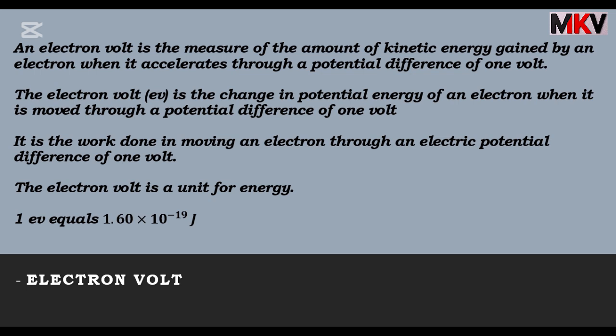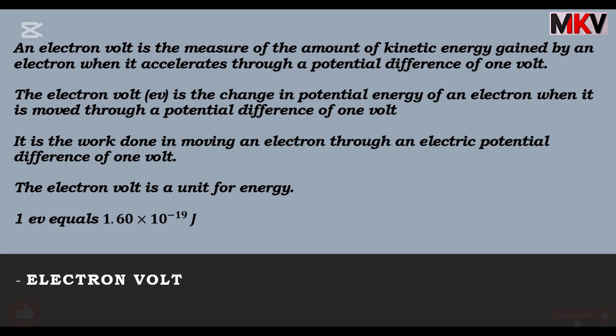Electron volt can be the change in potential energy of an electron. So with this one, we consider the movement of the charge. That is why we are getting the amount of kinetic energy. So we consider the acceleration, the movement, the acceleration of the charge through the potential difference. And the potential difference is supposed to be 1 volt. And it is also the work done in moving an electron through an electric potential difference of 1 volt.